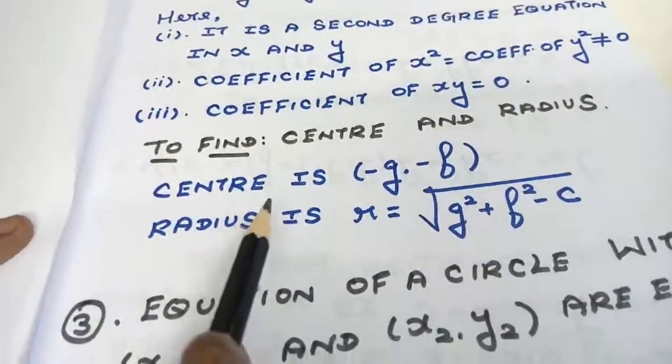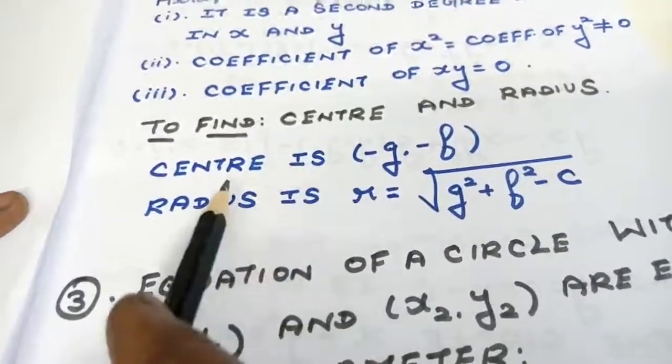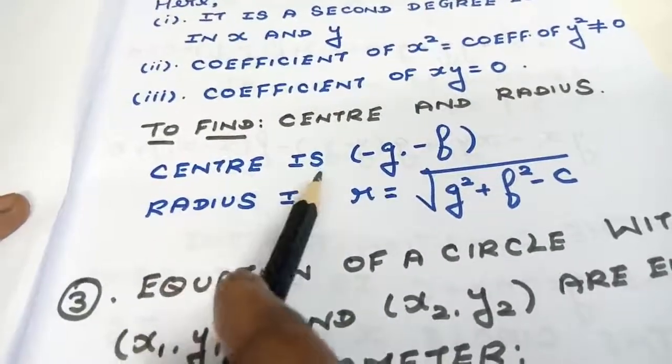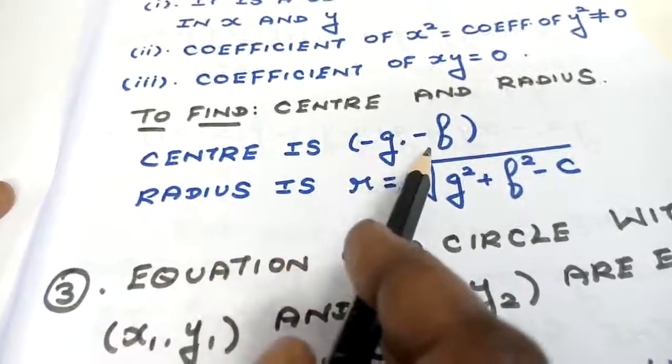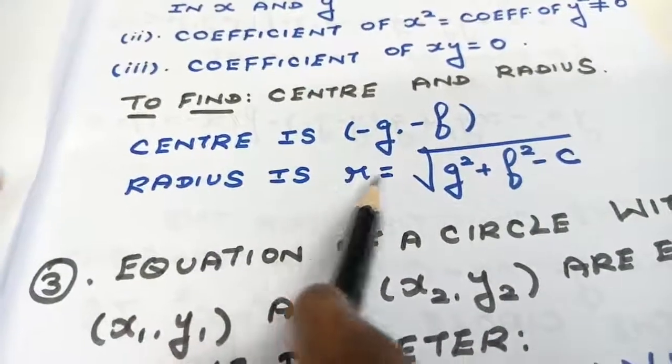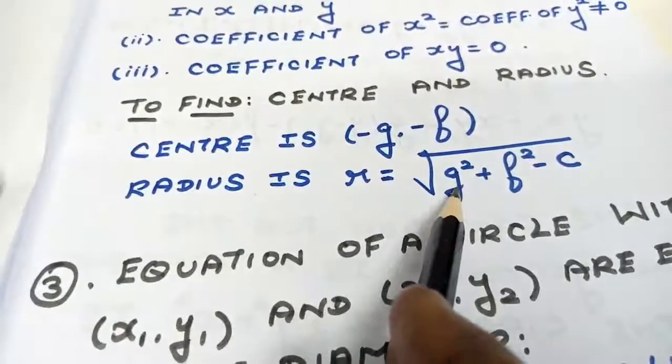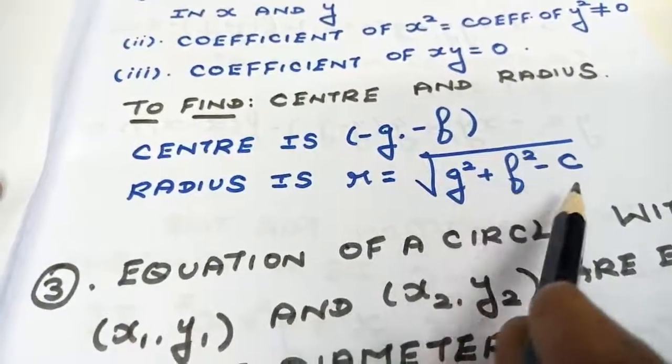If they are going to ask you to find the center and radius, we are going to use this formula. The center is going to be minus g comma minus f, and radius is going to be r is equal to root of g square plus f square minus c.